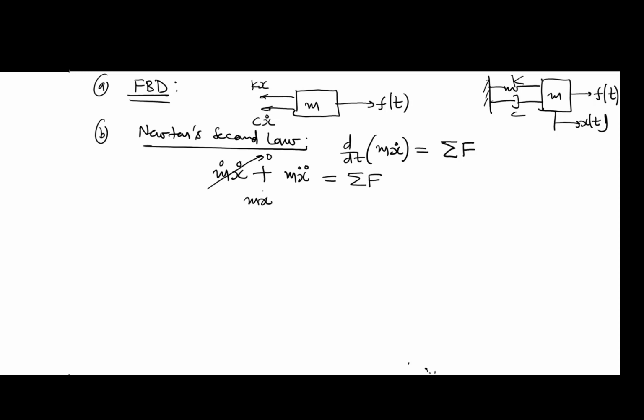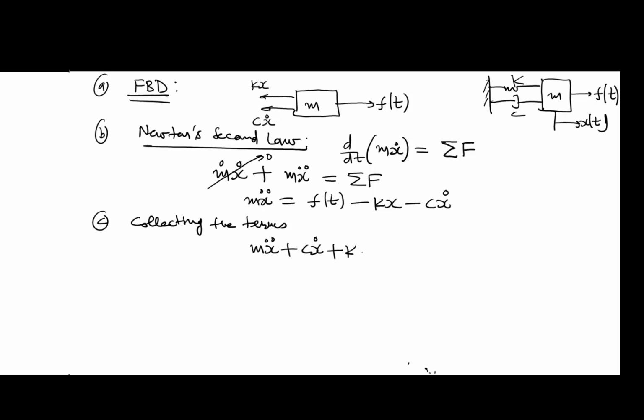So then you have m x double dot. If you now see the free body diagram, all the forces toward the right hand side we will take as positive. So F of t, that is the external force, minus Kx, the spring force, minus C x dot, the damper force. Then the step C, we'll say collecting the terms. So we have m x double dot plus C x dot plus Kx equal to F of t. So this is what we have as the standard equation.